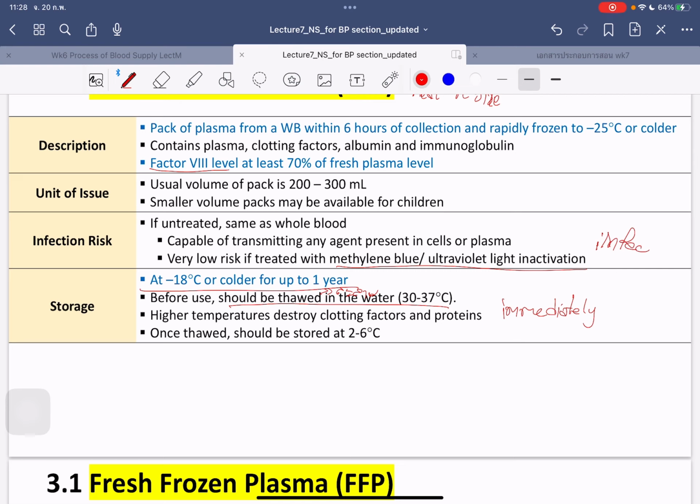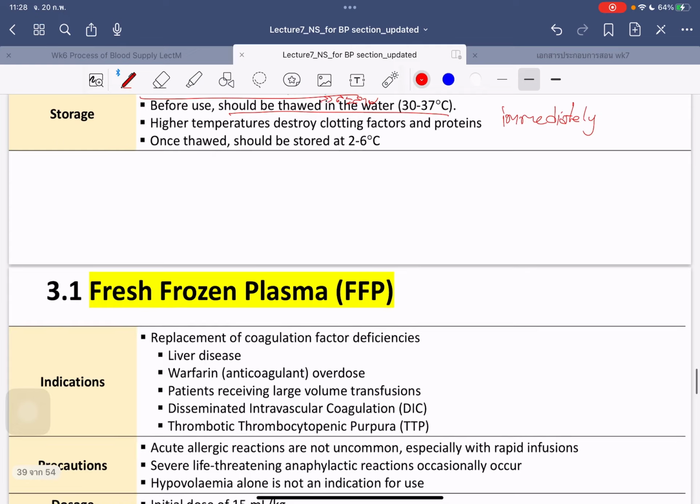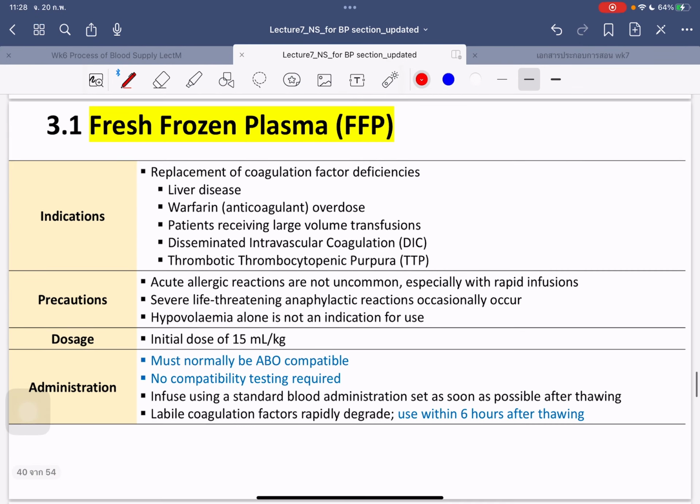So FFP, you think FFP has everything, right? It can treat factor deficiency such as liver disease, because in liver disease, patients have low albumin. And warfarin anticoagulant overdose. And patients who receive large volume transfusions. It means that in some patients, such as patients who have burns, the patient will lose a lot of protein. In that case, you can give FFP to the patient as well. Or in patients with DIC and thrombotic thrombocytopenic purpura.